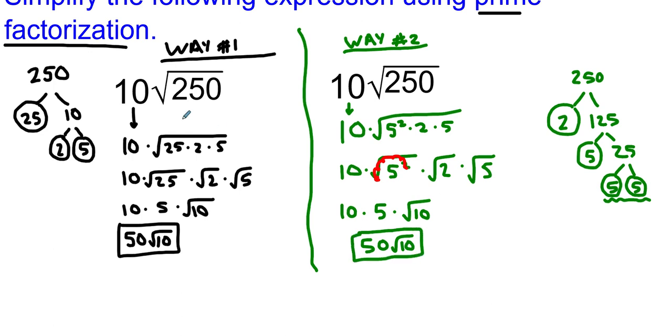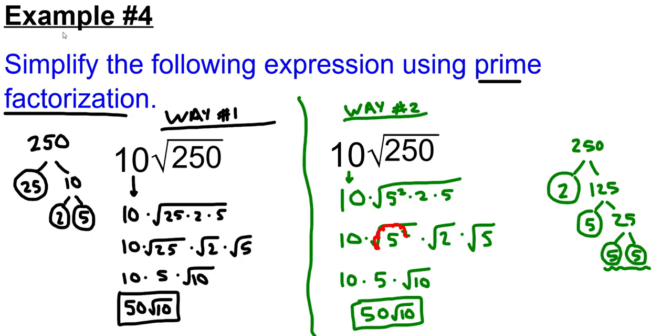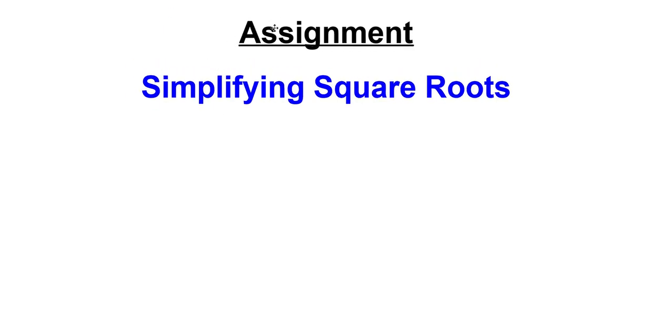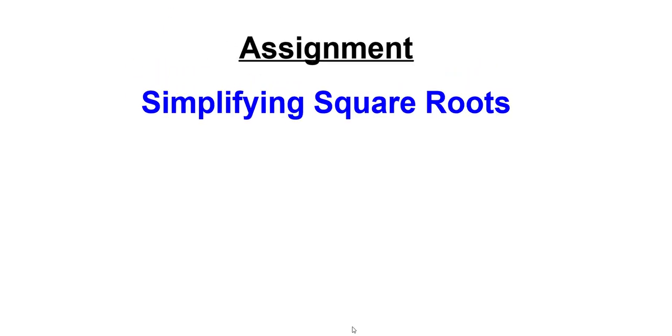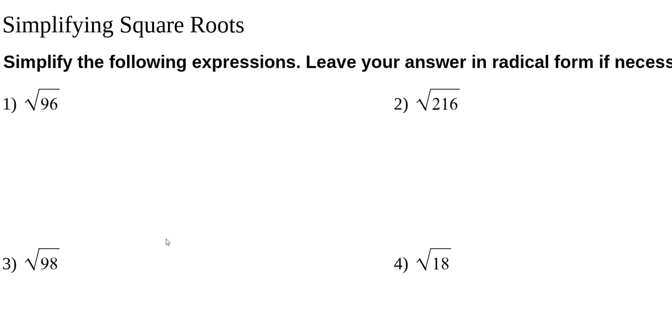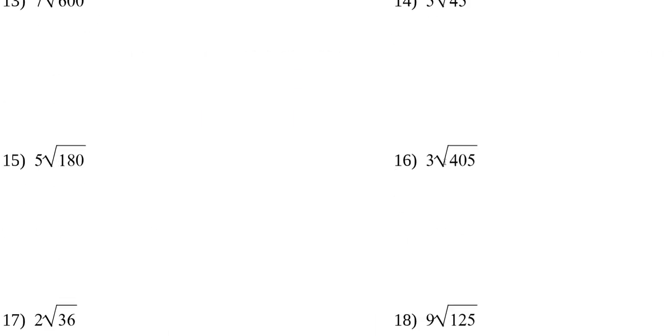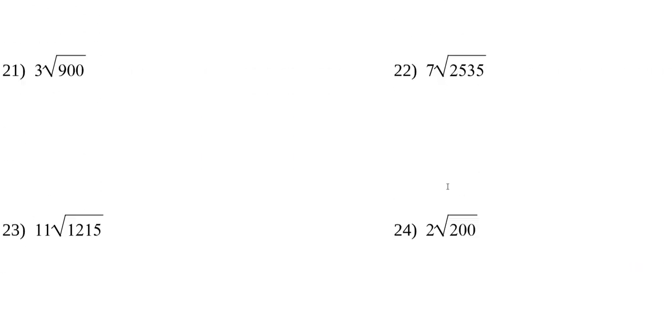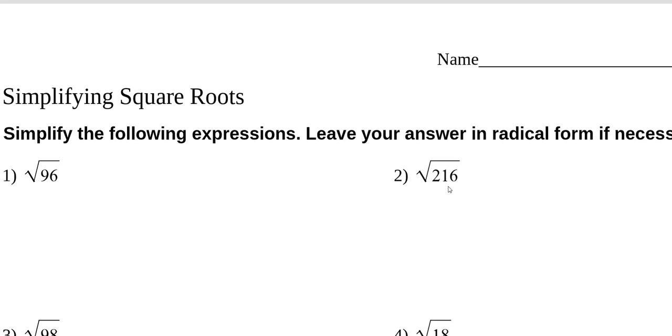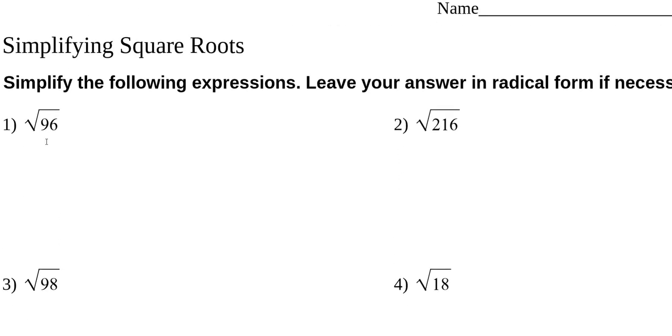So that brings us to the assignment. It is a worksheet simplifying square roots, and as promised, I will go through the odd problems with you. On this one, it is double-sided here, 24 total problems. I'm going to do 12 of them with you. You have to do the other 12, but also copy down the work as I do it on here. So here we go. All right, so square root of 96.